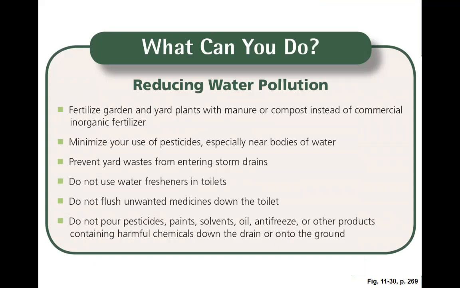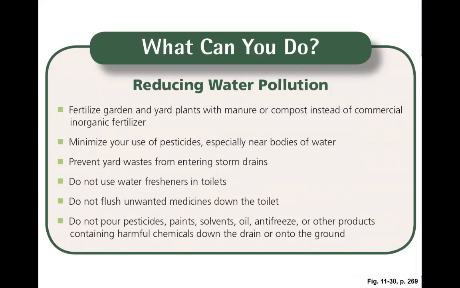Those may seem like big things for you to try and do, right? You're still in high school. So, what are some things you can do right now that could help make a difference in some of these? One, when you fertilize garden and yard plants, try and use manure or compost instead of these commercial inorganic fertilizers. Less runoff, more organic waste, and again, reduce, reuse, recycle. You're reusing to get some benefit.